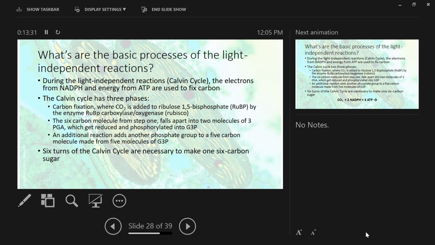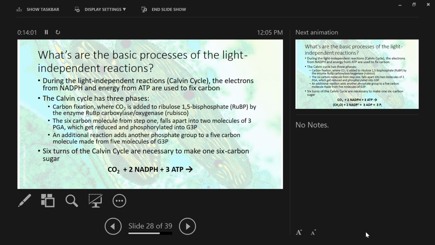fixing 1 carbon each, how many carbons have we fixed if we do it 3 times? 3 carbons, which is 1 molecule of G3P. So if you do it 3 times, you get 1 molecule of G3P that can be used to produce a sugar. The other 5 will be used to restore RuBP. Okay, and I'll show you this in a minute.